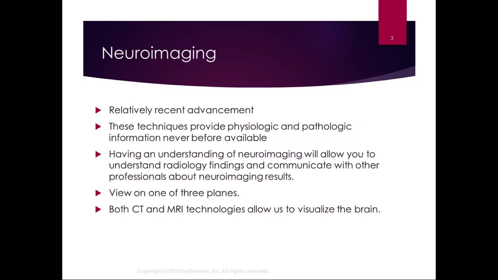So neuroimaging is a relatively recent advancement, and it allows doctors and physical therapists to see information that wasn't available before. We talked a little bit in chapter 3, in the neurological examination, about how different signs and symptoms will indicate lesions in different areas. Well, now they can actually use neuroimaging to specifically find a lesion, which is kind of amazing. For us as PTAs, a basic understanding of neuroimaging is going to allow us to understand radiology findings and communicate with other professionals about neuroimaging results.